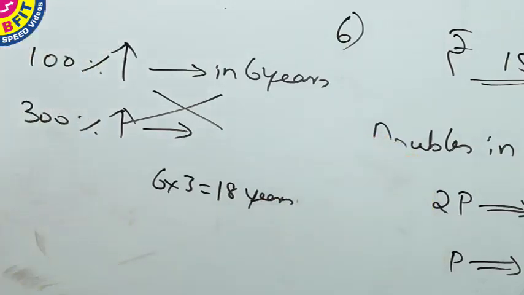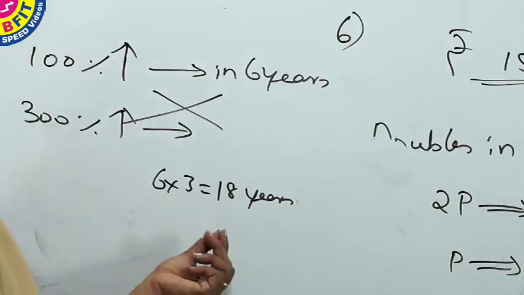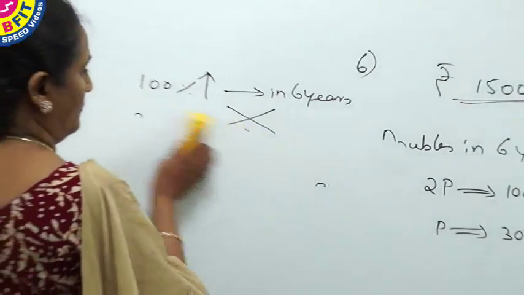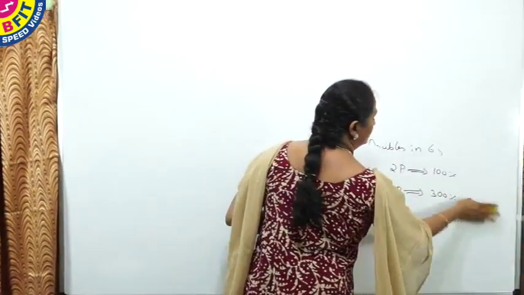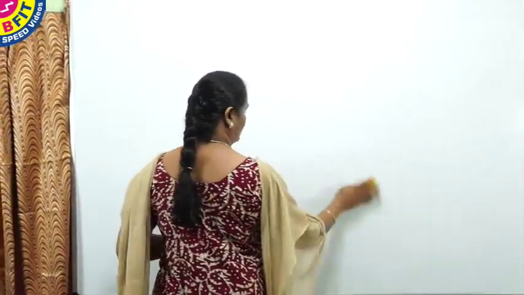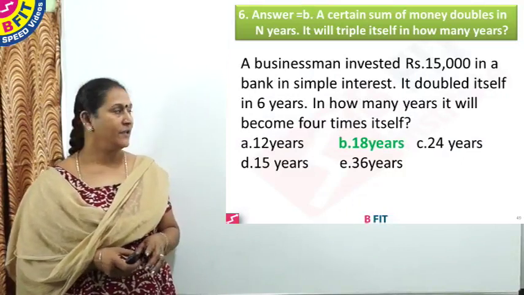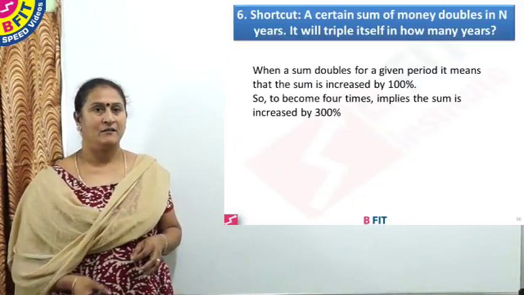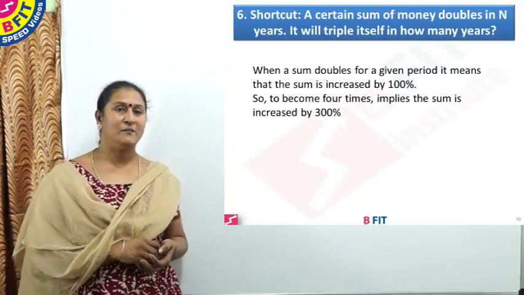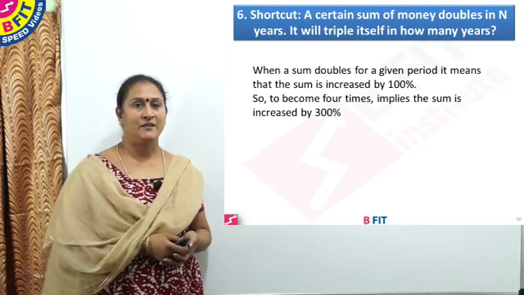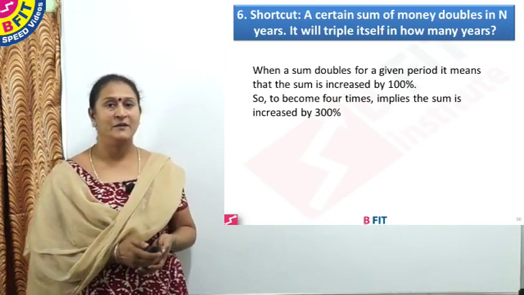So for a sum to double itself it takes 6 years. To become 4 times it needs 18 years. So the answer for question number 6 is option B, 18 years. And the hint here is, when a sum doubles, it is increased by 100%, and to become 4 times, it implies that there is 300% increase.